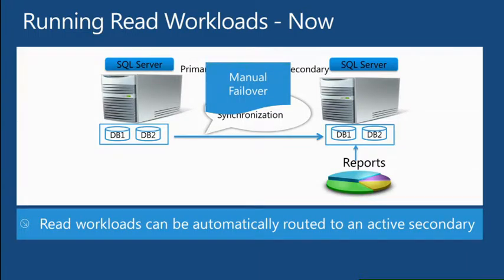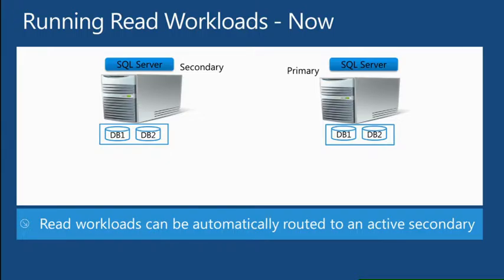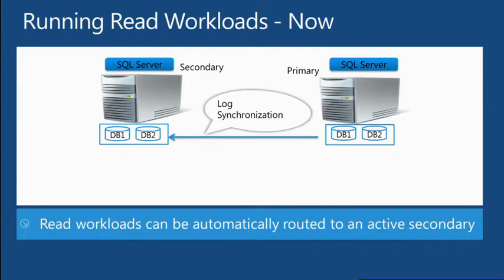So for example, in this case, imagine that you were running these reports on the secondary, and you do a manual failover from the primary. For example, you may want to upgrade the operating system on the primary, so you say manual failover into the secondary. So manual failover happens, that guy becomes the primary, the primary eventually becomes the secondary, and log synchronization will happen the other way, right? And we'll automatically route those reporting applications to the new secondary.